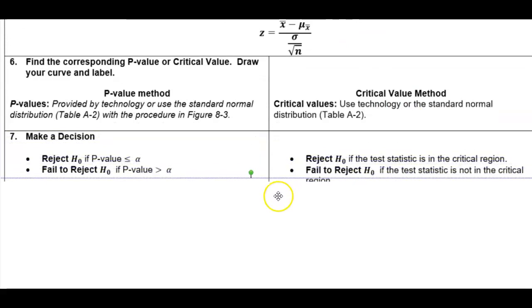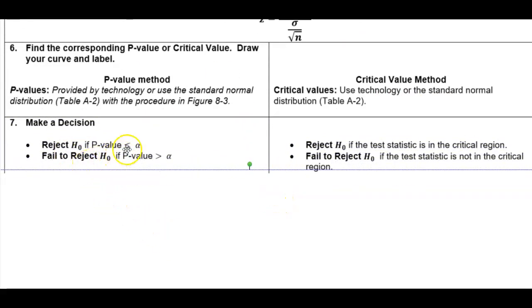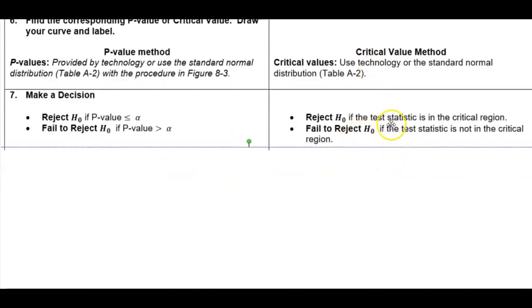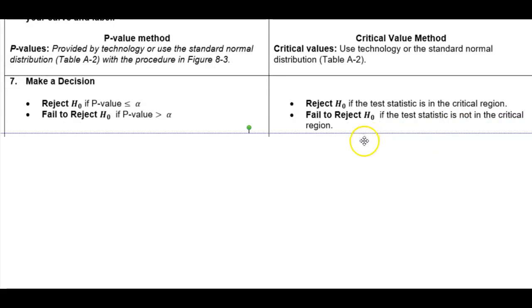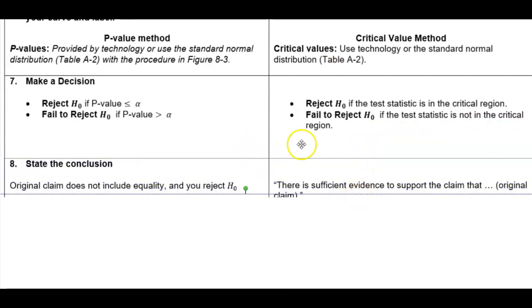Number 7, you're going to make a decision. So for the p-value, you reject the null if the p-value is less than or equal to alpha, and fail to reject the null if the p-value is greater than the significance level of alpha. For the critical value method, you reject the null if the test statistic is in the critical region, and you fail to reject the null if the test statistic is not in the critical region. And then you're going to state the conclusion.